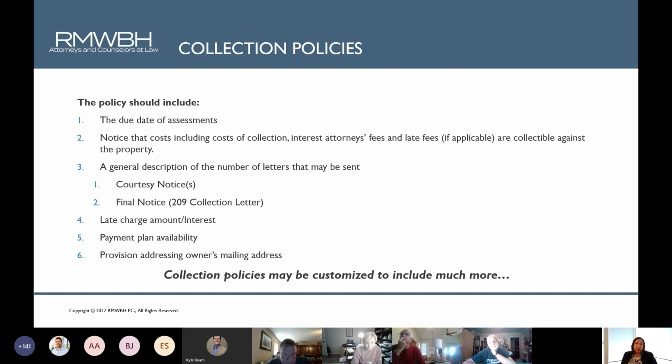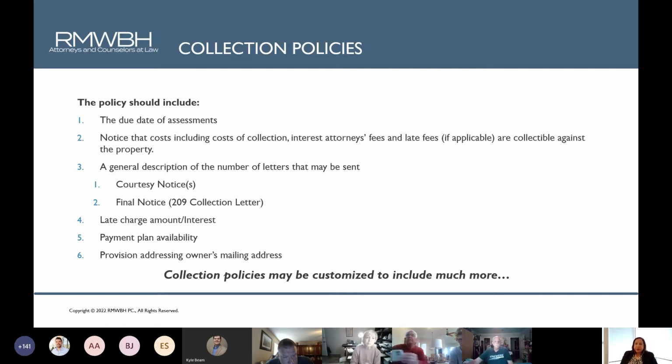Sometimes the Texas Property Code gives the association the ability to assess late fees or interest, even if your documents are silent on that issue. But again, talk to your attorneys to make sure you are collecting what the association is authorized to collect and that your collection policy is specific and in relation to what that authority is.